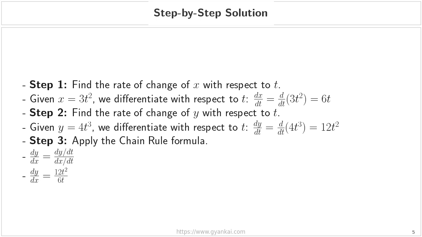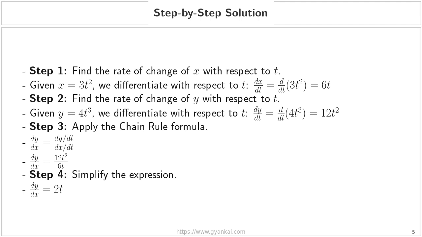As we established earlier, the rate of change of y with respect to x is equal to the derivative of y with respect to t divided by the derivative of x with respect to t. By substituting our previous results, we get the fraction 12t squared divided by 6t.